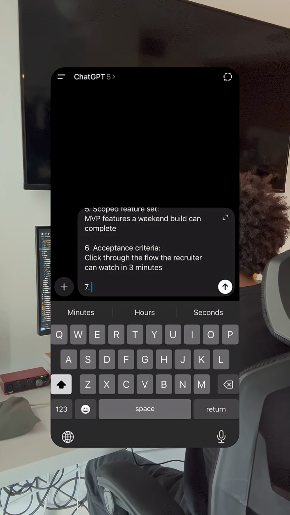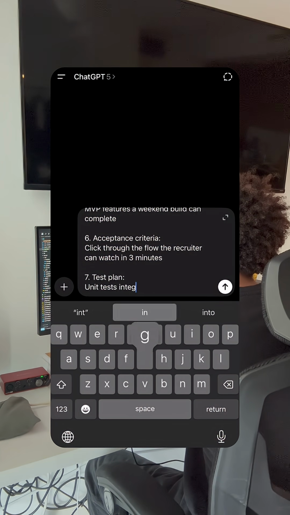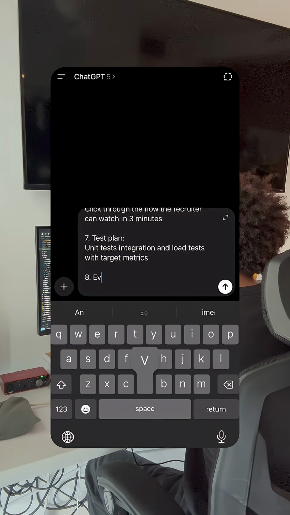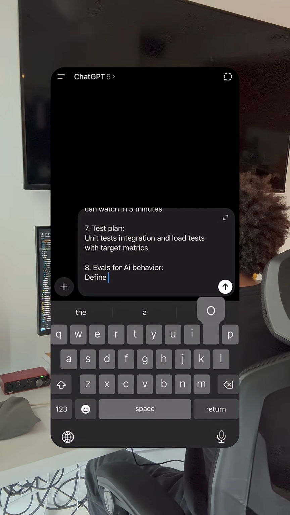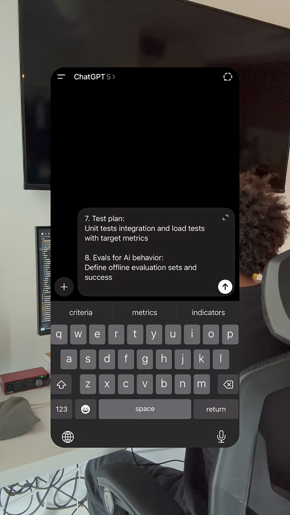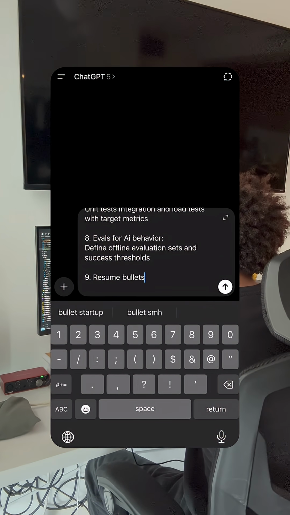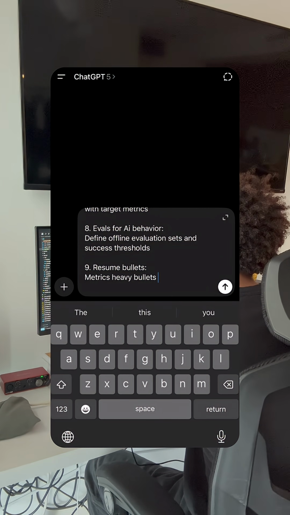7, test plan. Unit tests, integration, and load tests with target metrics. 8, evals for AI behavior. Define offline eval set and success thresholds. 9, resume bullets. Metrics heavy bullets written in past tense, including impact and scale.